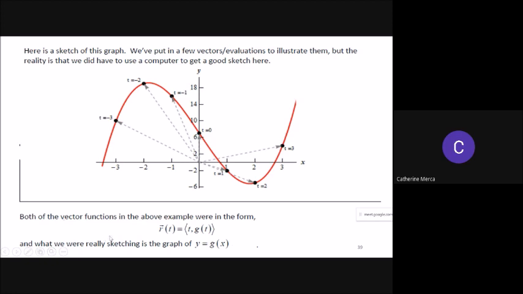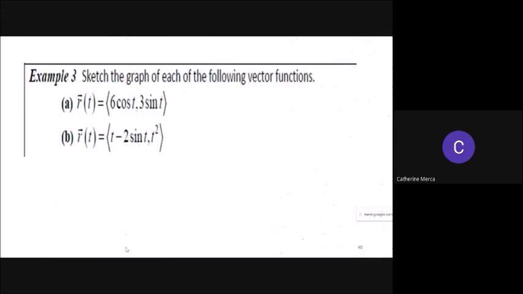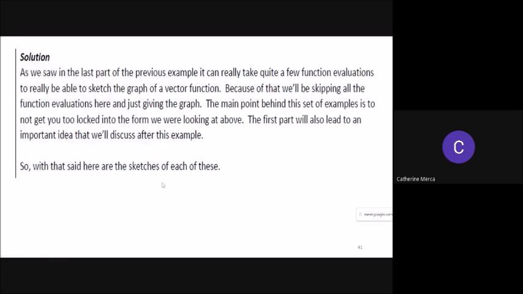So both of the vector functions in the above examples were in this form, and what we were already sketching is the graph of y is equal to g of x. Kunyari, ito naman, <6 cosine t, 3 sine t>. So ganun pa rin ang gagawin, no? You have to consider, as we saw in the last part, you can really take quite a few function evaluations.